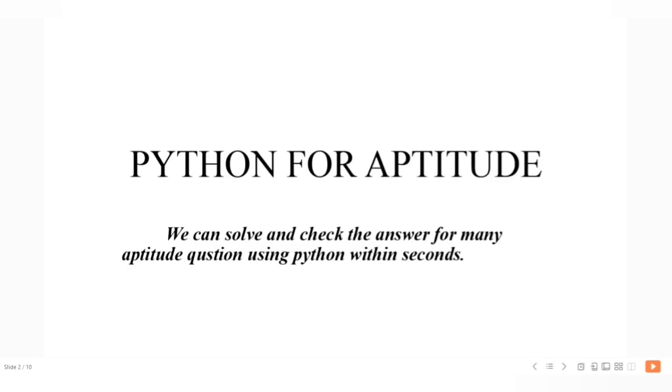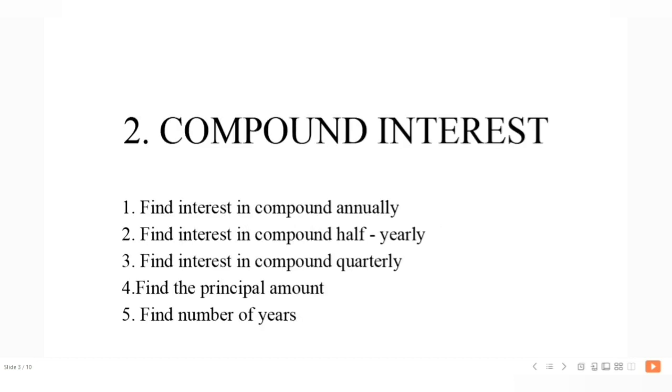In this tutorial, we are going to see Python for aptitude. Our second topic is compound interest. They will ask 5 types of question. First one is find the interest in compound annually, and next one is find the interest in compound half yearly, and third one is find the interest in compound quarterly, and fourth one is find the principal amount, and fifth one is find the number of years.